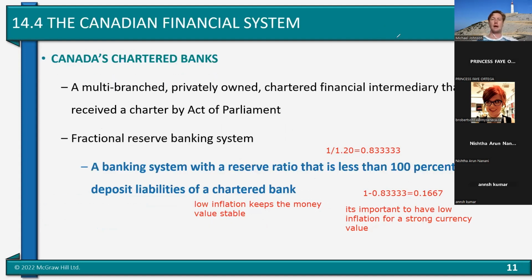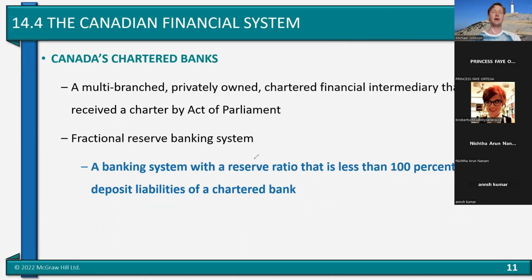And then Canada's charter banks. So they're a multi-branch, privately owned, chartered financial intermediary that has received a charter by an Act of Parliament. Fractional reserve banking system is a banking system with a reserve ratio that's less than 100% of the deposit liabilities of a charter bank. So what happens is the banks take in deposits.